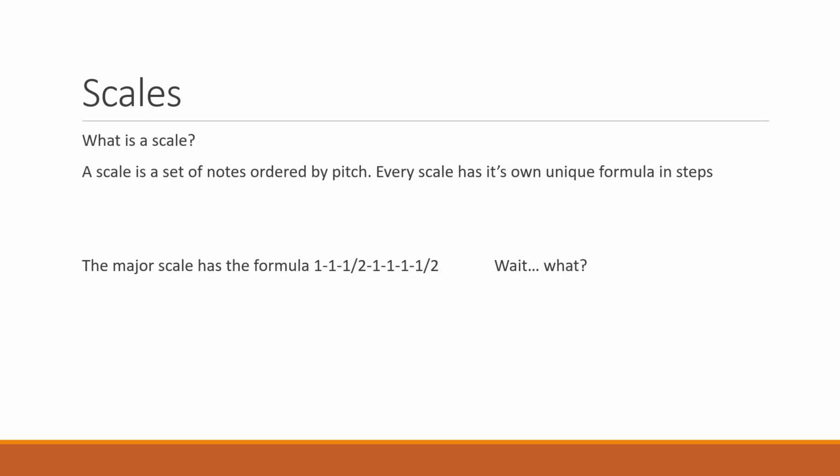A scale is a set of notes ordered by pitch, and every scale has its own unique formula in steps. For the major scale, this formula is 1, 1, 1/2, 1, 1, 1, 1/2. And this is something that you are going to remember. 1, 1, 1/2, 1, 1, 1, 1/2.